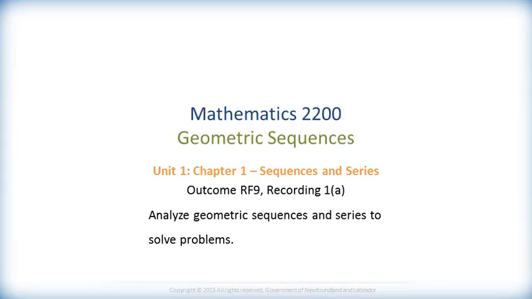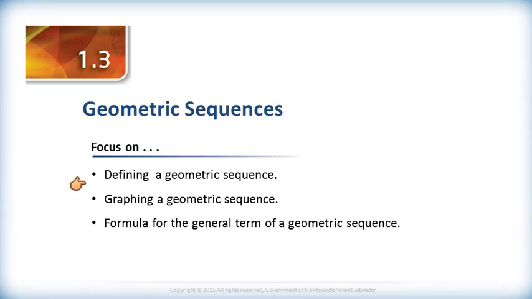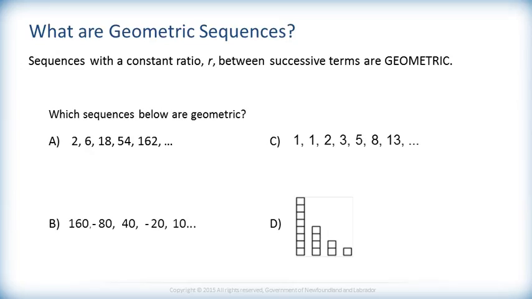Welcome to this recording on geometric sequences for Unit 1, Chapter 1 of Mathematics 2200. We're going to define a geometric sequence, graph one, and find the formula for the general term. Now, sequences with a constant ratio between successive terms are geometric.